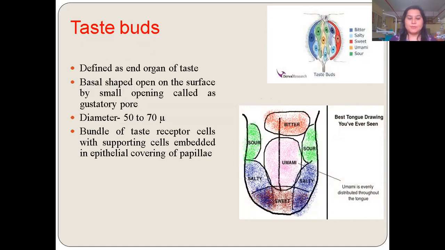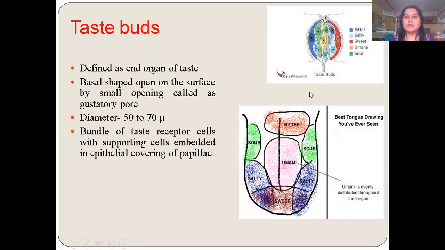Coming to the taste buds, the taste buds are defined as the end organs of taste. They are responsible for us to perceive the different tastes. They are basal shaped, open on the surface by a small opening called the gustatory pore. The diameter of these taste buds is around 50 to 70 microns. They are a bundle of taste receptor cells with supporting cells embedded in the epithelial covering of the papilla.